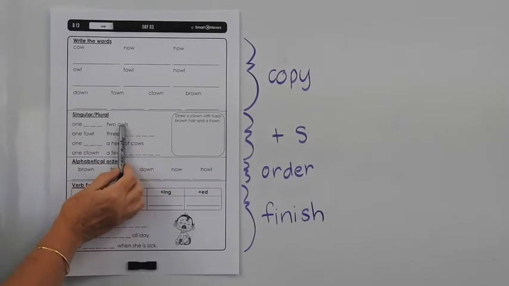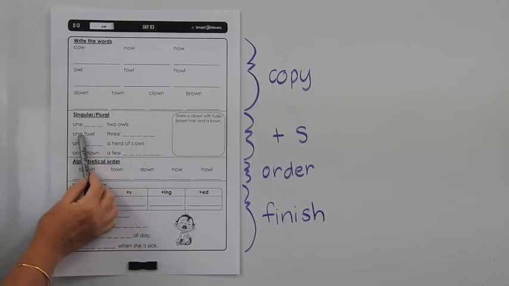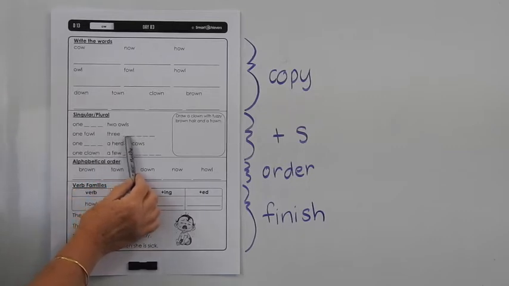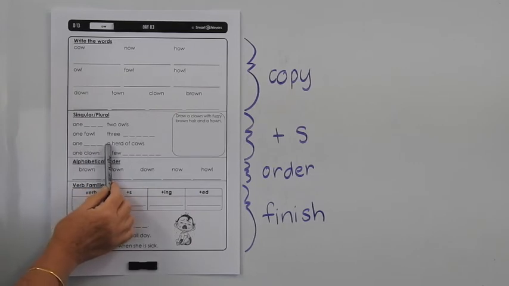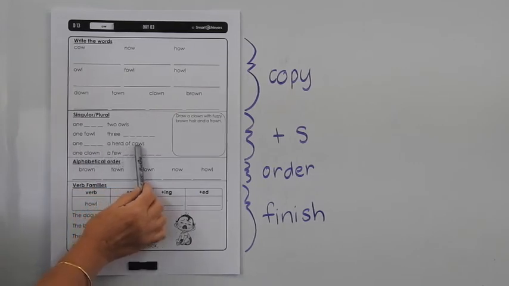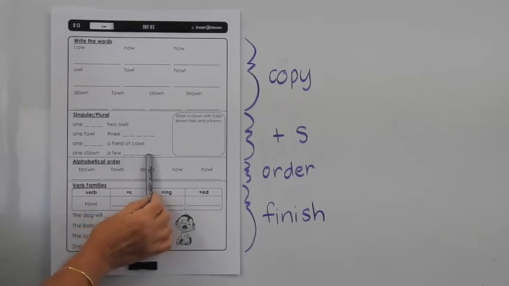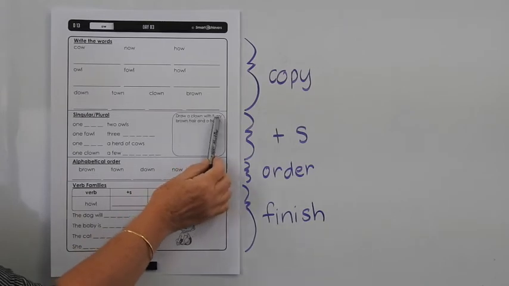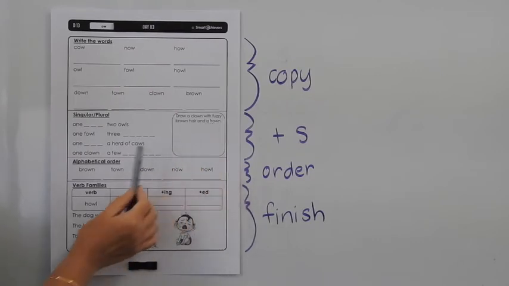So if we have two owls, we'd say owls. But if we only have one, we would say one owl. If we have one fowl, that's okay. But if we have three, we have to say fowls. We would say one cow, but we would say a herd of cows. One clown or a few clowns. Over here it says, draw a clown with fuzzy brown hair and a frown.